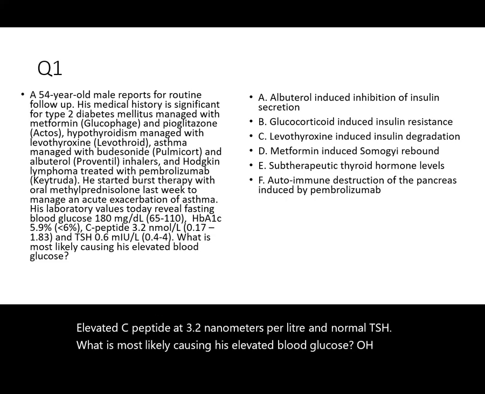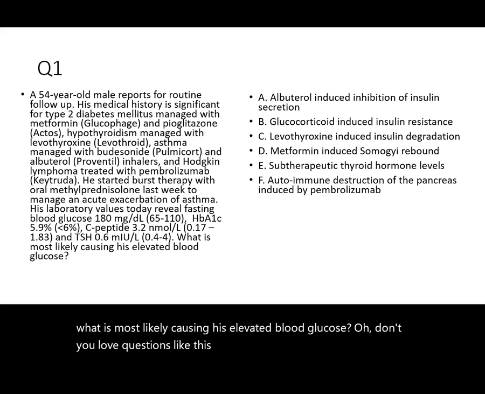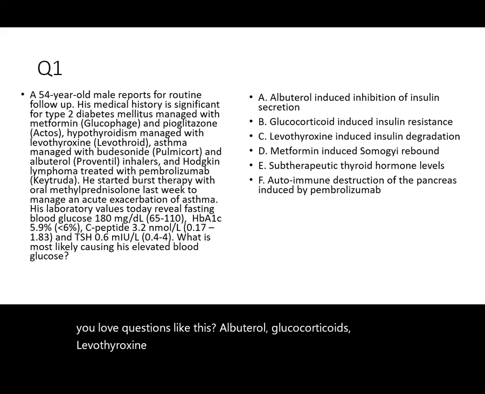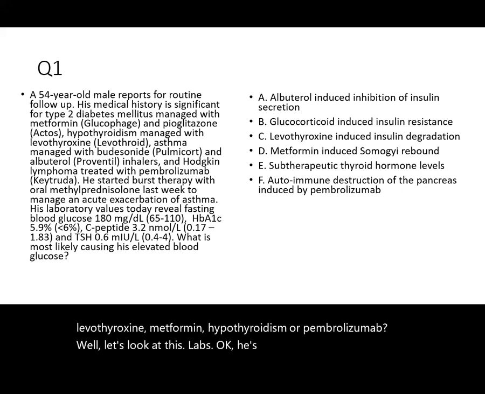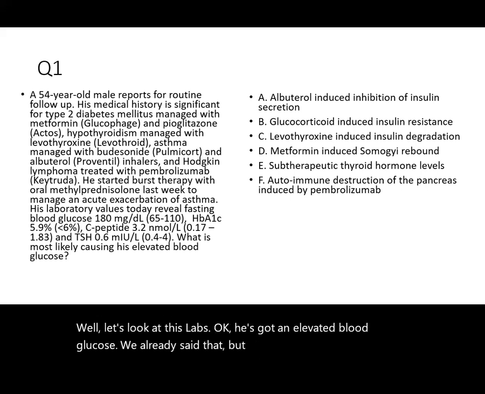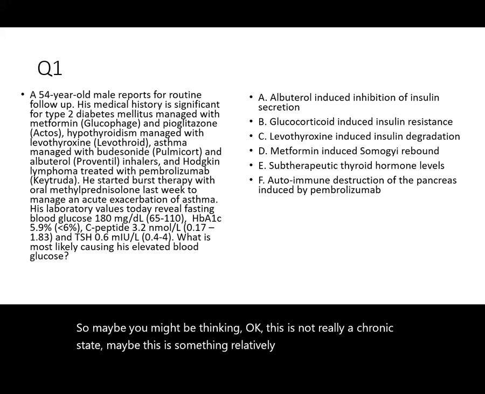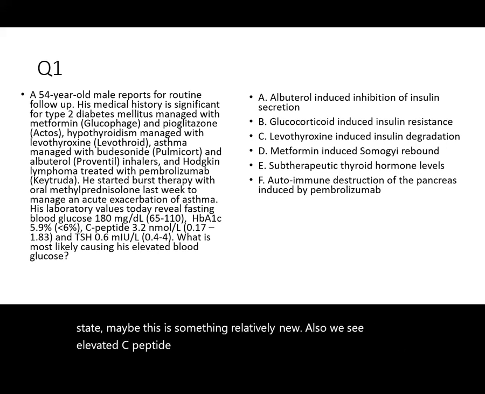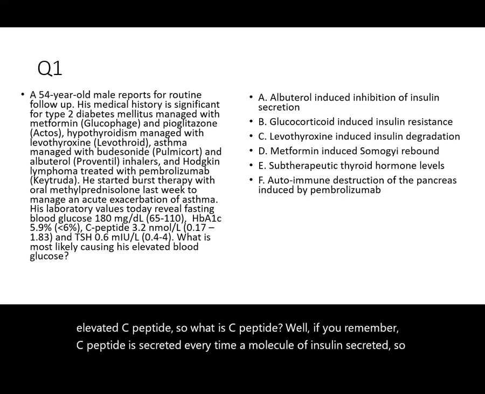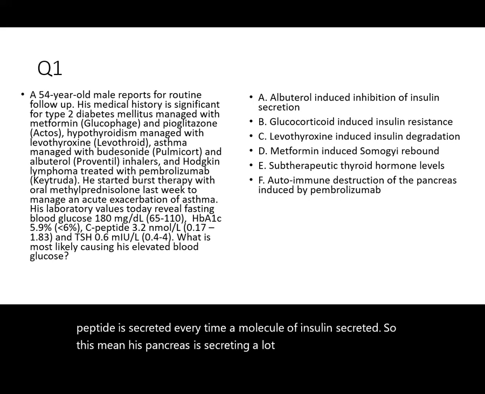Ooh, don't you love questions like this? Albuterol, glucocorticoids, levothyroxine, metformin, hypothyroidism, or pembrolizumab. Well, let's look at his labs. Okay, he's got an elevated blood glucose. We already said that. But his A1C is pretty normal. So maybe you might be thinking, okay, this is not really a chronic state. Maybe this is something relatively new. Also, we see elevated C-peptide. So what is C-peptide? Well, if you remember, C-peptide is secreted every time a molecule of insulin is secreted. So this means his pancreas is secreting a lot of insulin.